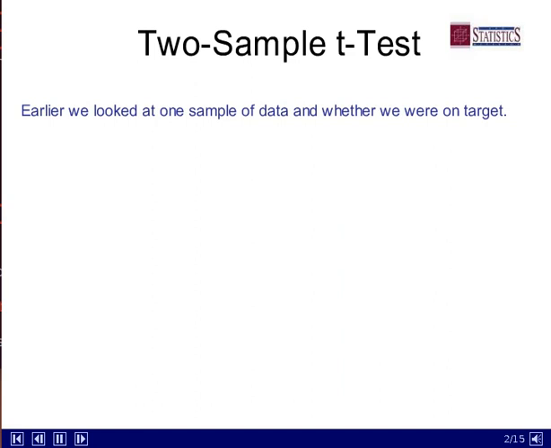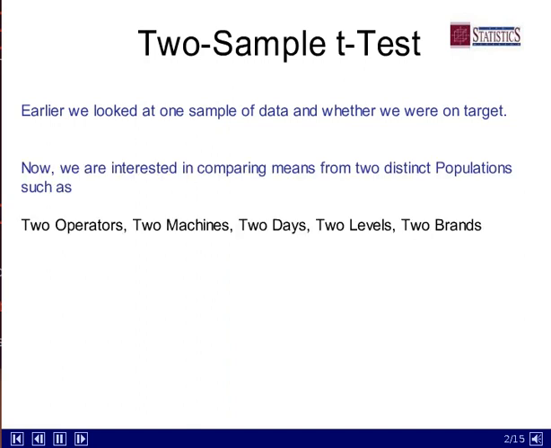So earlier, we took one sample of data and we looked at whether we were on target. So we took one sample of data, found the mean from that particular sample, and used it to give us some idea through a hypothesis test of whether the true mean of that distribution was on target. Now we're interested in extending that to two samples. So now we're interested in whether two distinct populations have the same average.